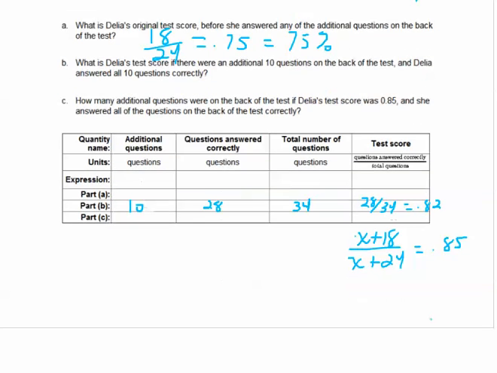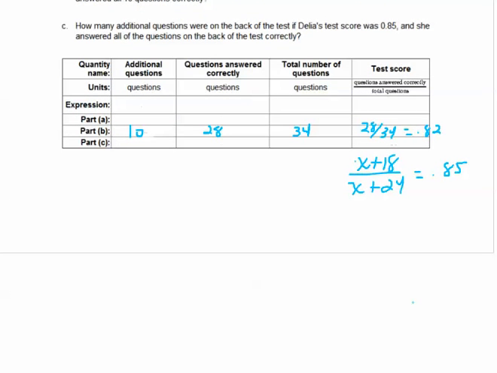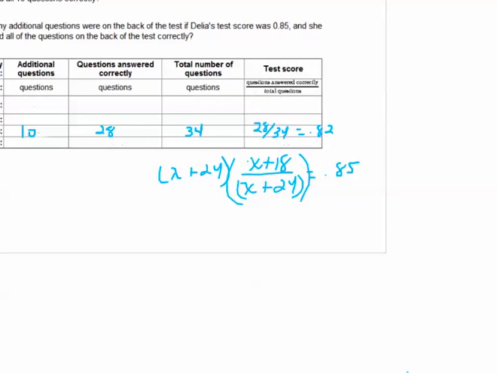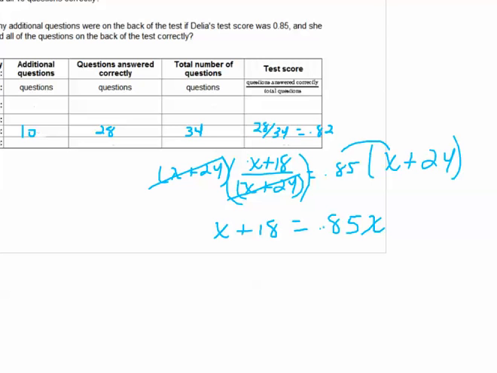So what are we going to do? We're going to reverse engineer this equation. We're going to multiply both sides by the x plus 24. Okay, when I do that, the x plus 24 cancels out on the left, leaves me with x plus 18. Okay, so then I distribute: 0.85 times x is 0.85x. And 24 times 0.85 is 20.4.